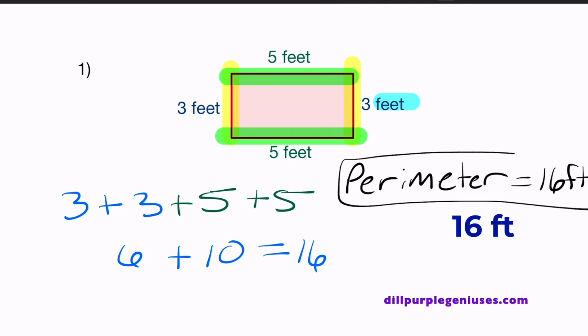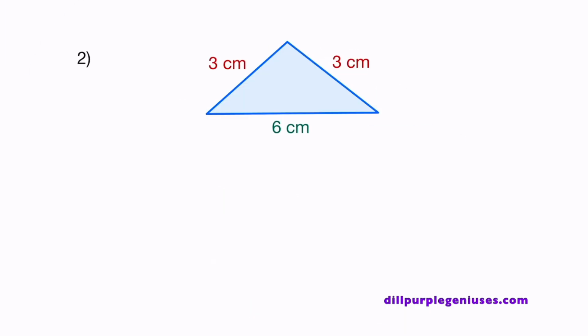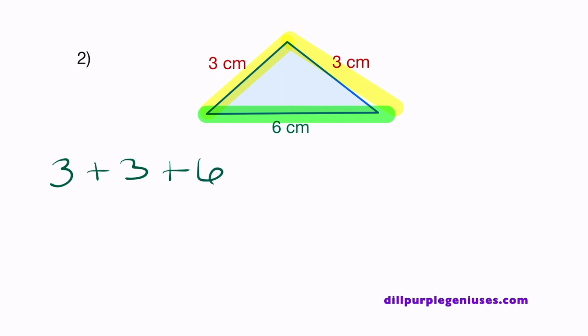Let's move on to number 2. In number 2, we have a triangle. So you can see we have 2 equal sides here. They're both 3 centimeters. And on the bottom, the base is 6 centimeters. So let's add the 3 centimeter sides together and then the base. So we have 3 plus 3 and then the base, which is 6. We have them together. 3 plus 3 equals 6, plus 6, which equals 12.